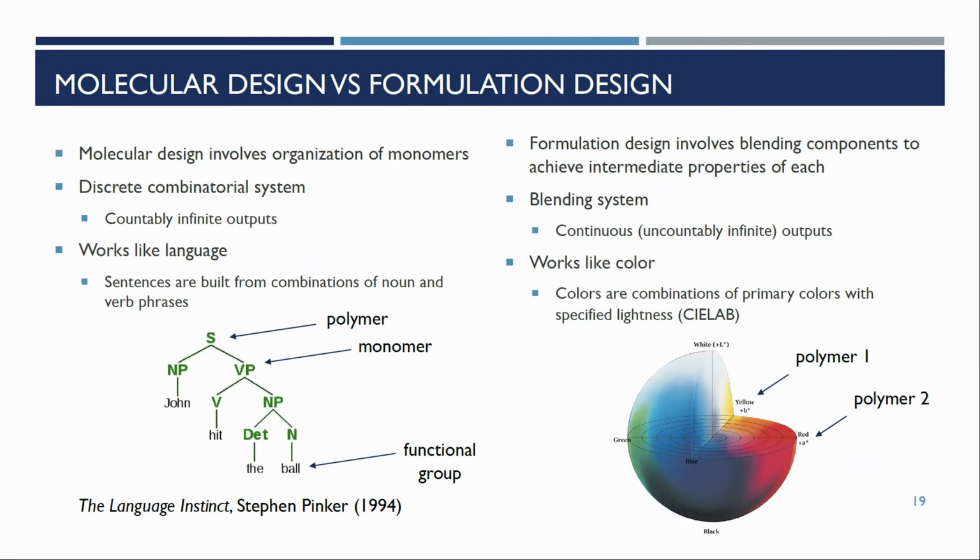Taking this metaphor one step further, the functional groups are what we actually need, what we're going to try and identify as being useful. Then, as I'll show you in the approach that we took, we have to organize them sensibly into monomers and then figure out how to build these into polymers. So this is molecular design.